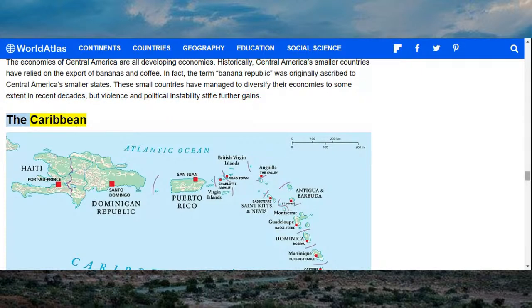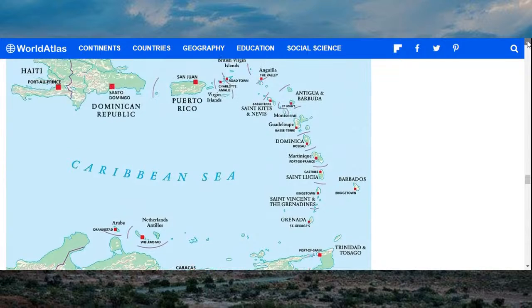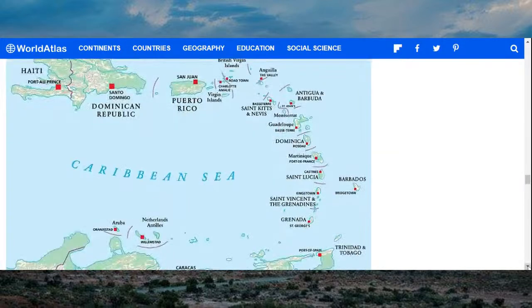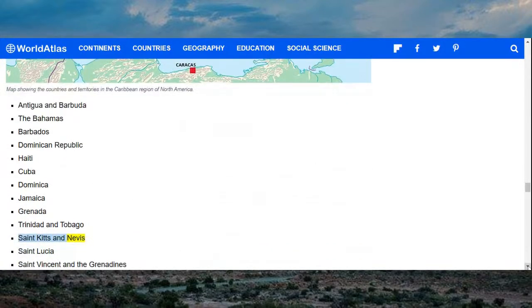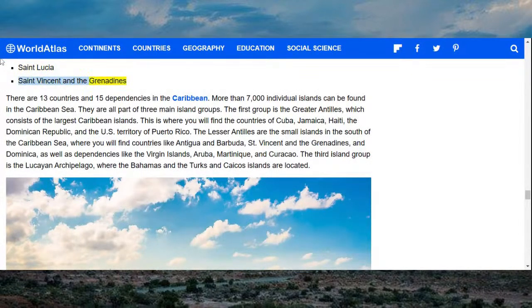The Caribbean. Map showing the countries and territories in the Caribbean region of North America: Antigua and Barbuda, the Bahamas, Barbados, Dominican Republic, Haiti, Cuba, Dominica, Jamaica, Grenada, Trinidad and Tobago, Saint Kitts and Nevis, Saint Lucia, Saint Vincent and the Grenadines.